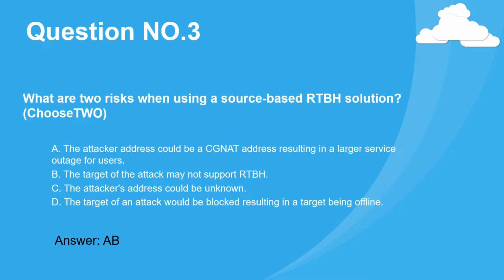Question number 3. What are two risks when using a source-based RTBH solution? Choose 2. A. The attacker address could be a CGNAT address resulting in a larger service outage for users. B. The target of the attack may not support RTBH. C. The attacker's address could be unknown. D. The target of an attack would be blocked, resulting in a target being offline. Answer: A, B.